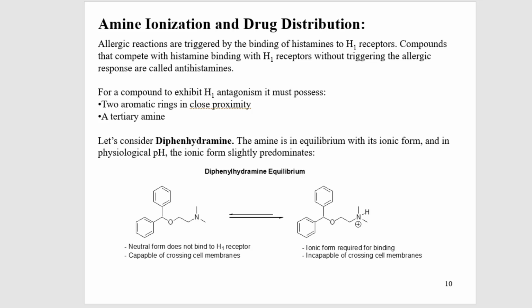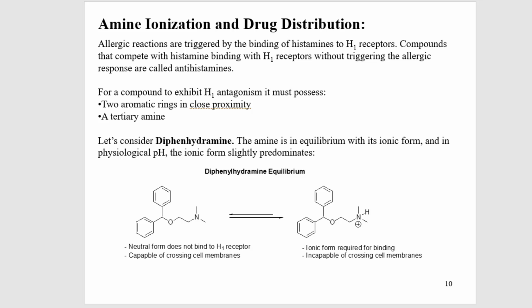Allergic reactions are triggered by binding of histamines to H1 receptors. Compounds that compete with histamine binding with H1 receptors without triggering the allergic response are called antihistamines. We talked a little bit about that in the previous slide for the Benadryl. For a compound to exhibit H1 antagonism, it must possess two aromatic rings in close proximity and a tertiary amine.